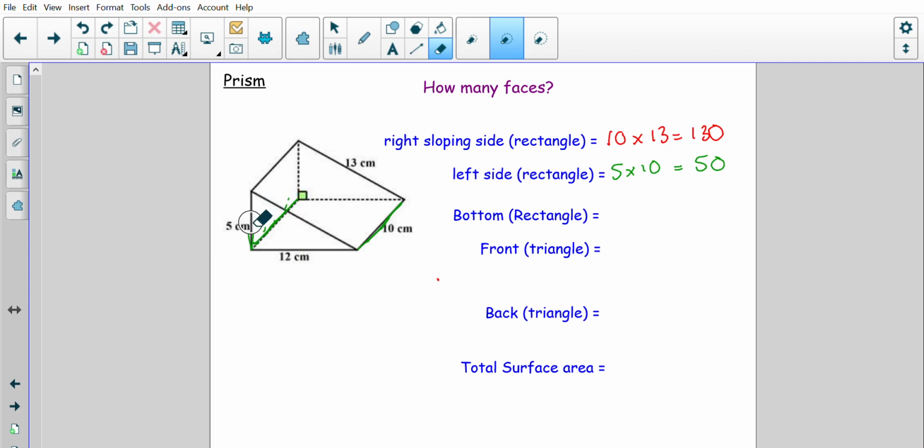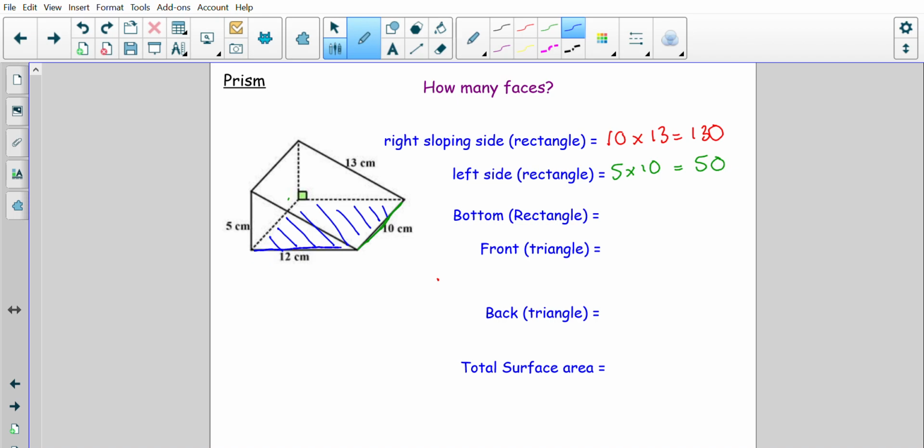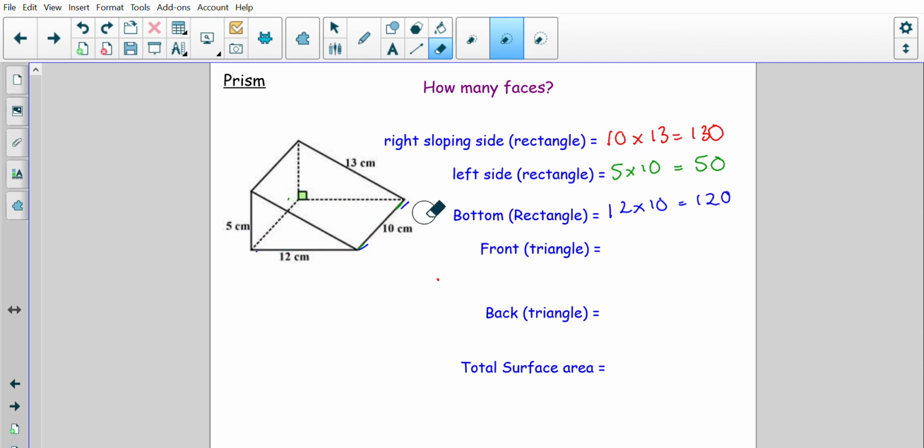Okay, let's just rub out that green there. I'm going to pick another colour, so let's pick blue. Now we're doing the bottom rectangle. The bottom rectangle is the face that actually sits on the table. So that's this one, another rectangle, and we can see that that's 12 along here and 10 along here. So that's 12 by 10, which is 120 centimeters squared. Let's rub out the shading on that face.